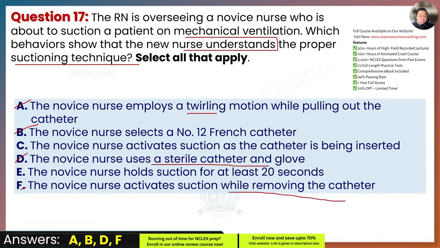Yes, while removing the catheter. This is also a correct technique. And again, we know that suction should only be applied during withdrawal, not during the insertion. So this will also ensure secretions are cleared efficiently while minimizing oxygen loss and minimizing tissue trauma.